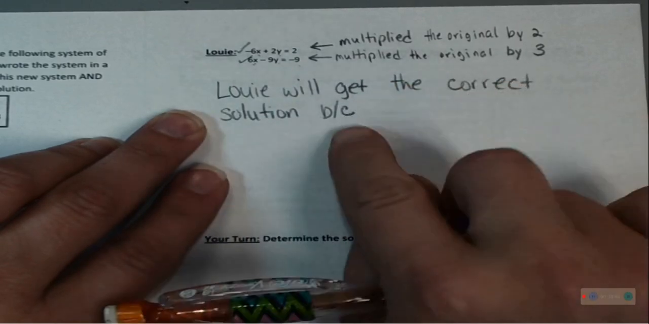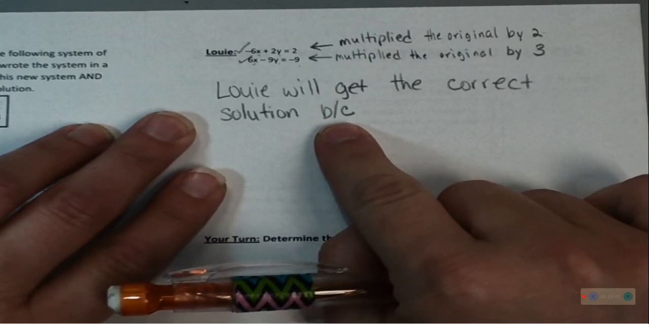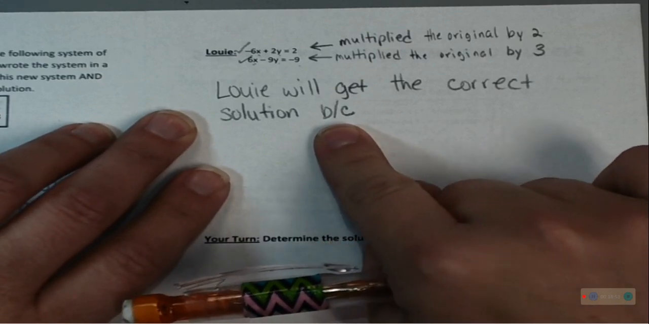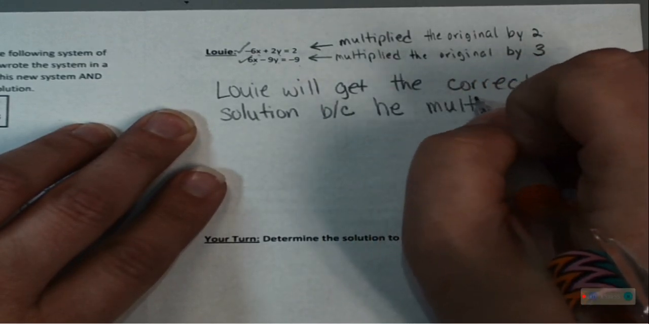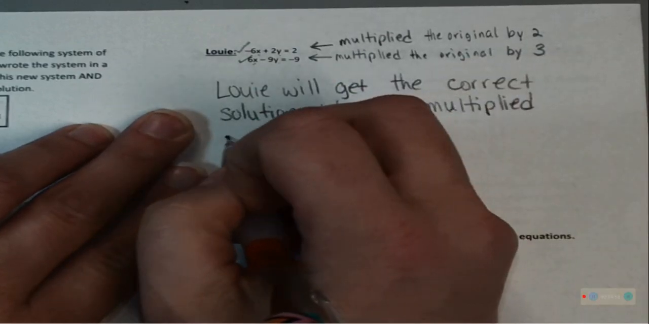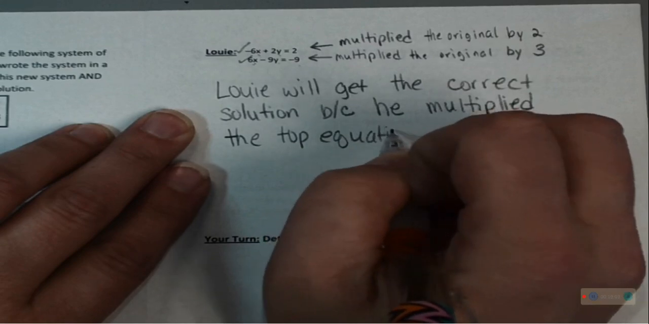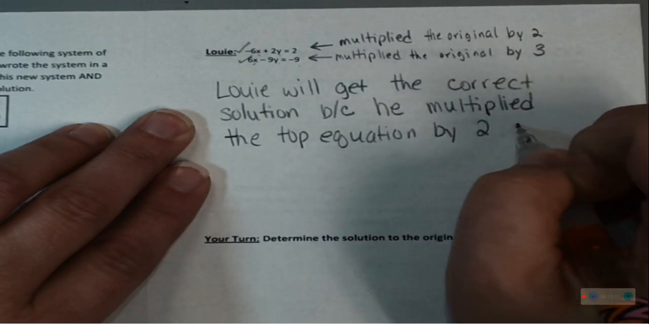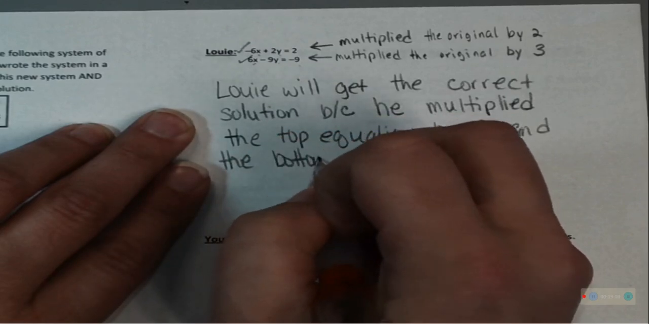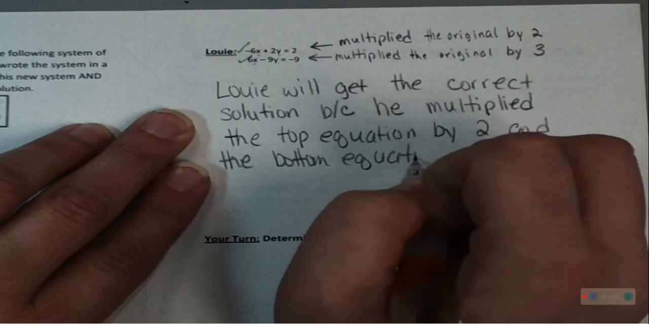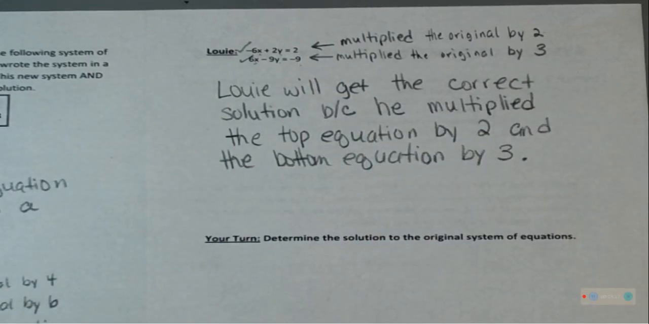because now you know that when you're writing in English, like in your English class, your lit class, you're not supposed to abbreviate, but we're in math, so we're going to abbreviate for right now. Okay, because now tell why he was right. He multiplied the top equation by 2 and the bottom equation by 3. Okay, so get that written down, okay?